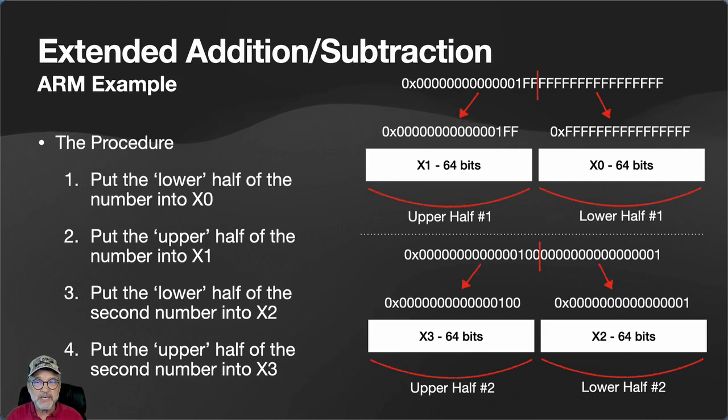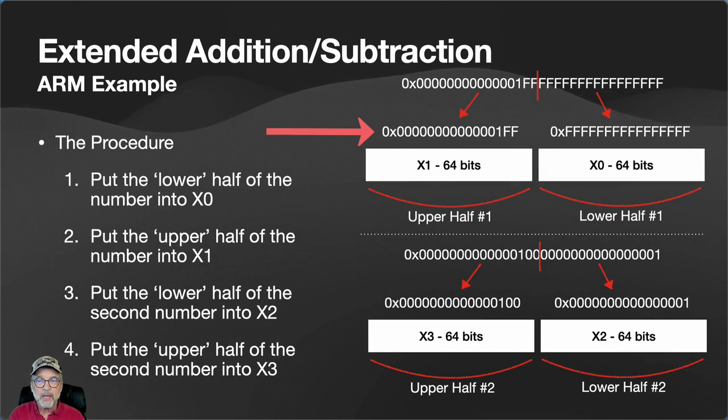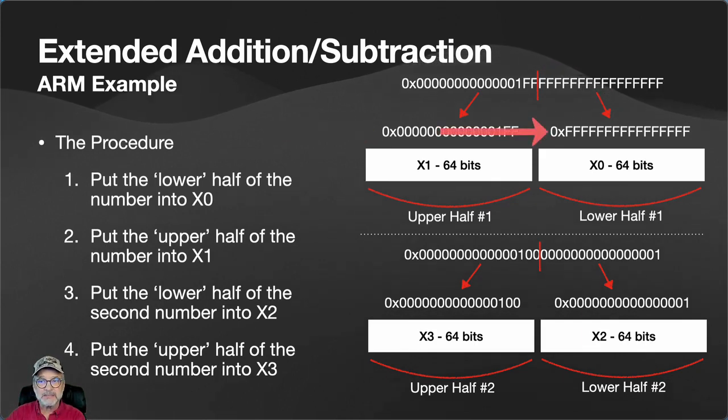So what is the procedure? Well, up on top we have this very, very large number. 1FF are the 8 bytes on the left. All F's are the 8 bytes on the right. And what we do is we divide that by 2, not mathematically, but we separate it in two. We put the left 8 bytes in the x1 register. That's what I like to call the upper half, number 1 register. And then we put the lower 8 bytes in the x0 register, which I'm calling, in this case, the lower half, number 1.